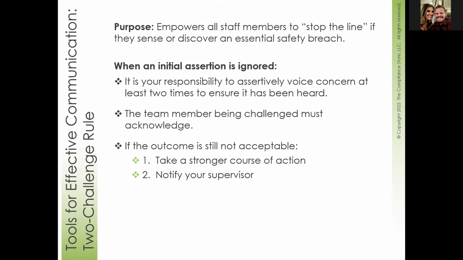What's the purpose of all this, of the 2-challenge rule? It empowers all staff members to stop the line if they sense or discover an essential safety breach. This can apply here in the facility, but one of the areas that you would see this most used is in an ACLS code type setting, when you're calling out the meds that you're pushing, in this high intensity environment. And it's also when an initial assertion is ignored, it is your responsibility to assertively voice concern at least 2 times to ensure it has been heard. The team member challenged must acknowledge. If the outcome is still unacceptable, take a stronger course of action, notify your supervisor.